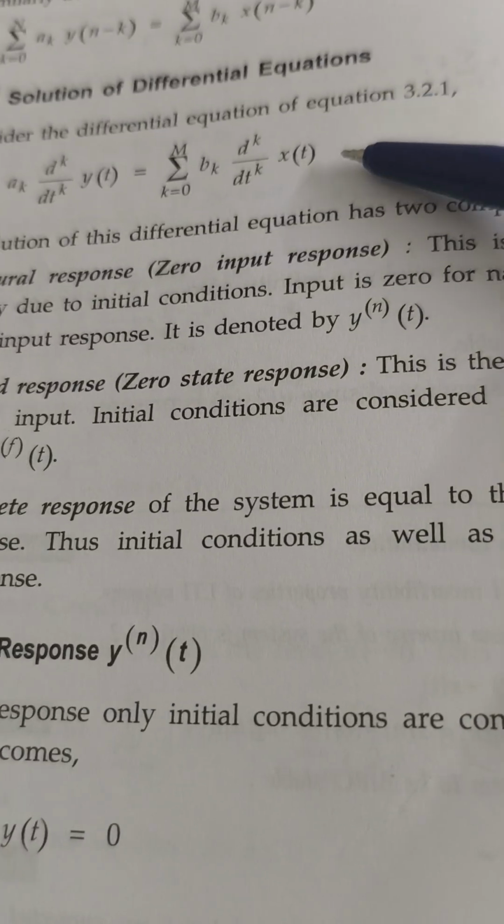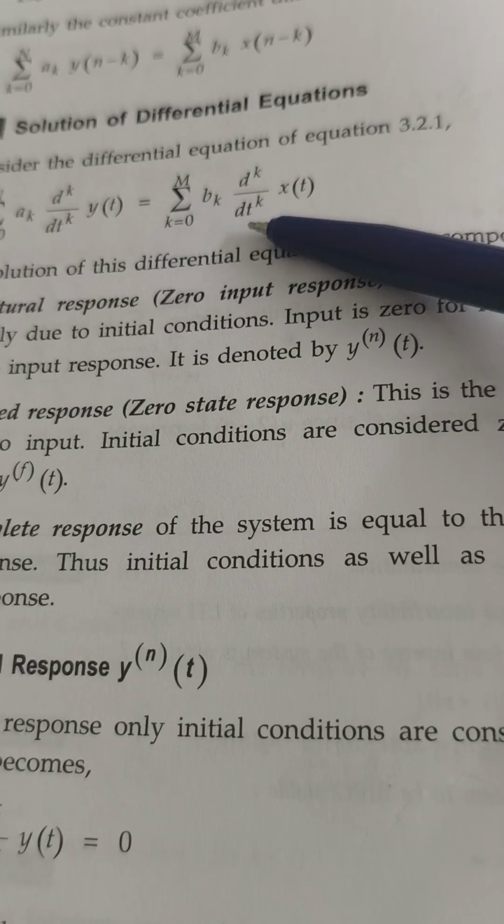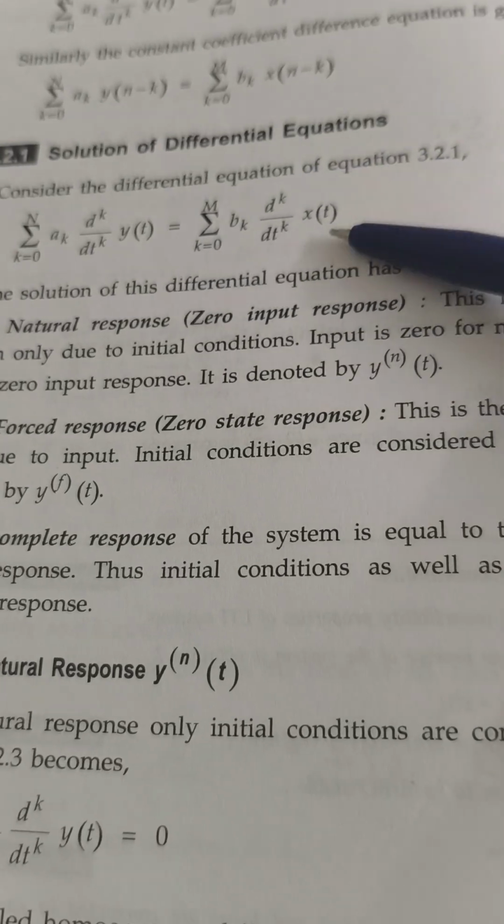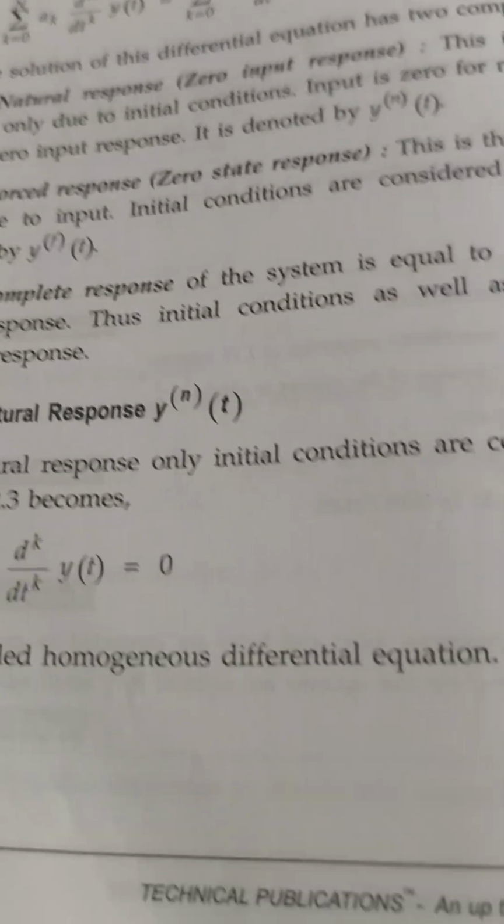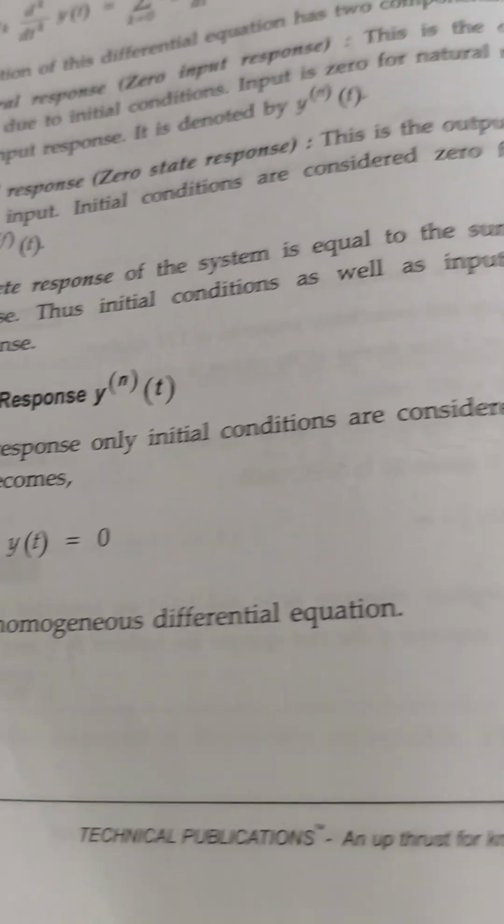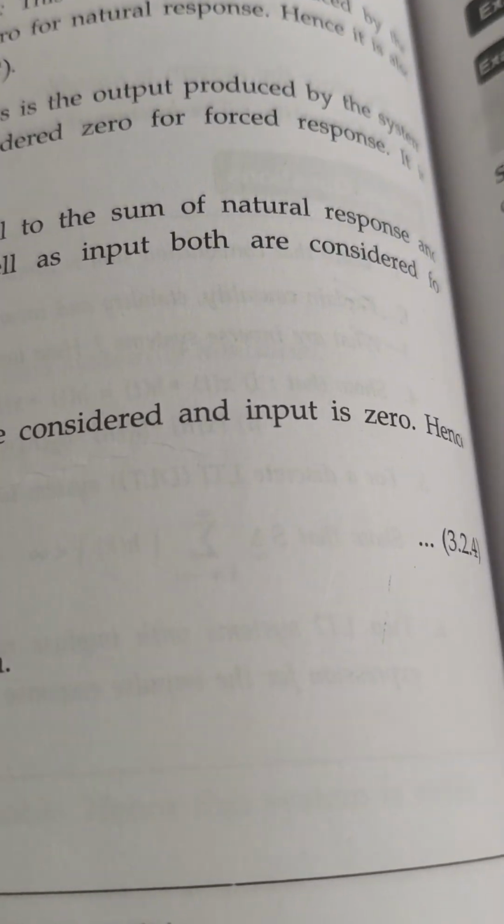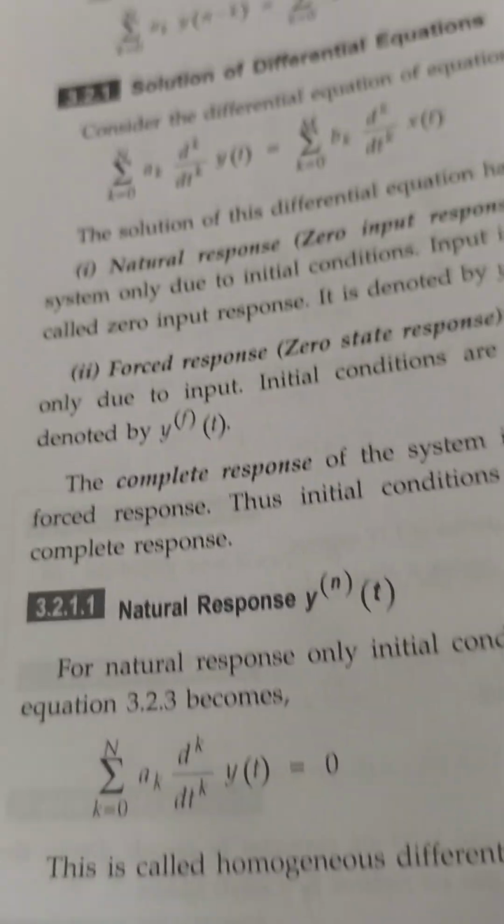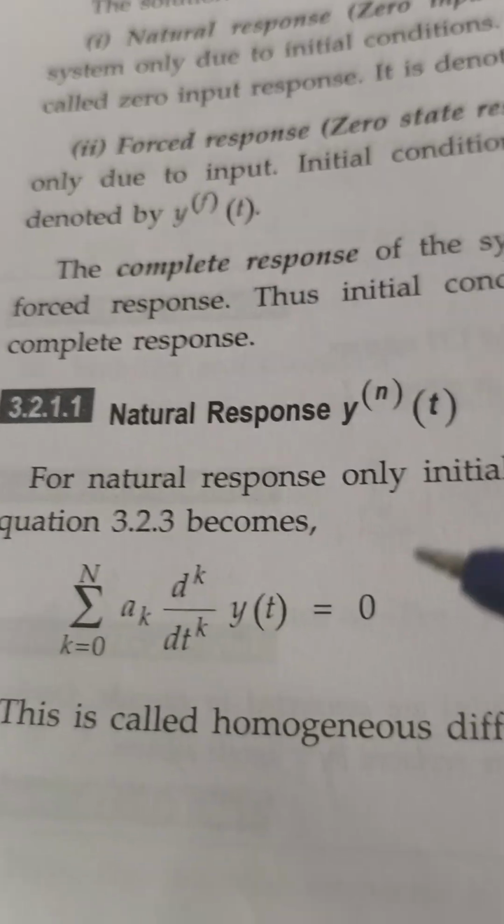Why? Because this input is 0. We go on making the summation, finding the result. The ultimate result will be 0 only. Therefore, to find the natural response, we will consider input as 0. Input is 0. Therefore, this equation becomes like this.